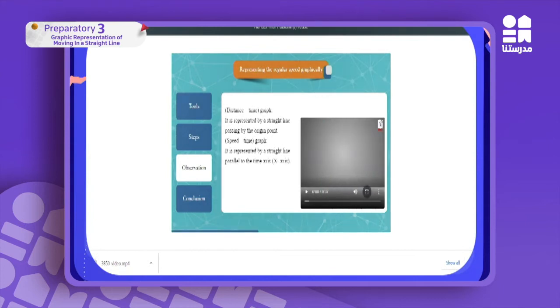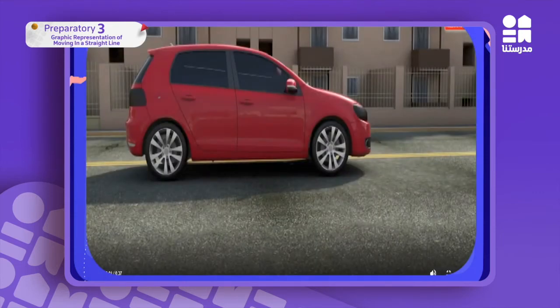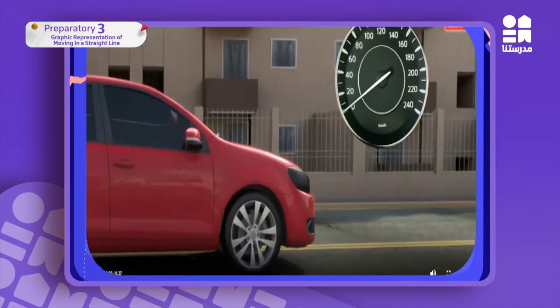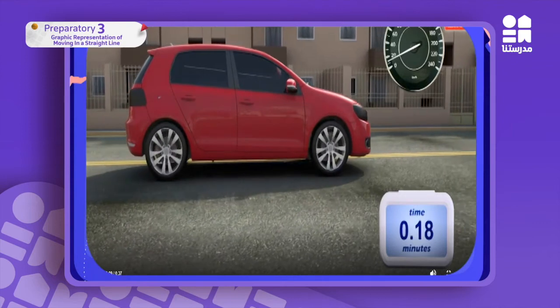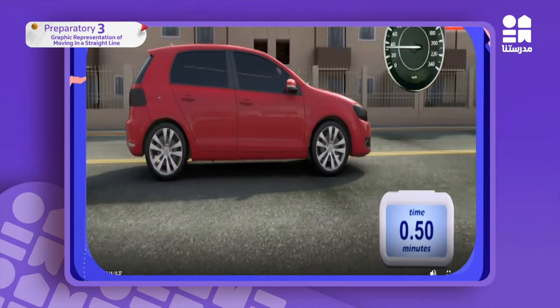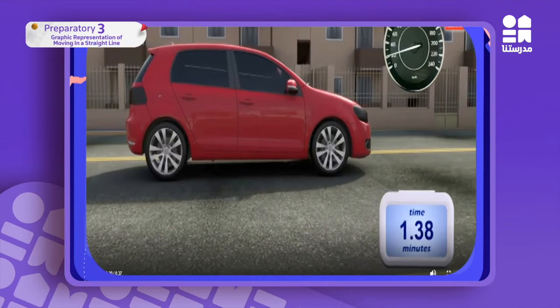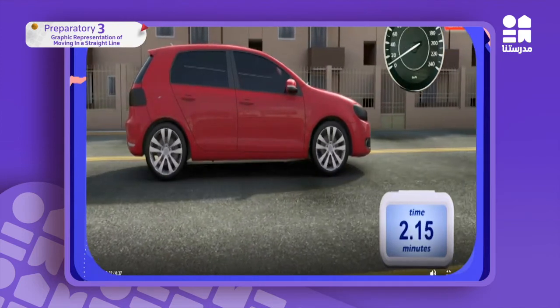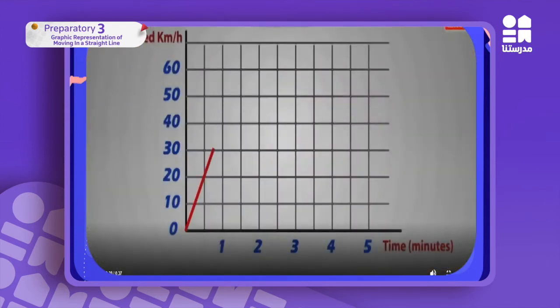Watch the video to get the observation of this experiment. Let's see how to represent the movement of this car graphically. This is a car that starts moving from rest. After half a minute, its speed becomes 20 kilometers per hour. After another half a minute, its speed increases to 40 kilometers per hour. Then, the car's speed is decreased to 10 kilometers per hour in the second minute, and it stops completely after another minute. It is possible to represent the movement of this car graphically. As we see, the opposite graph represents the relation between speed and time of a moving car.